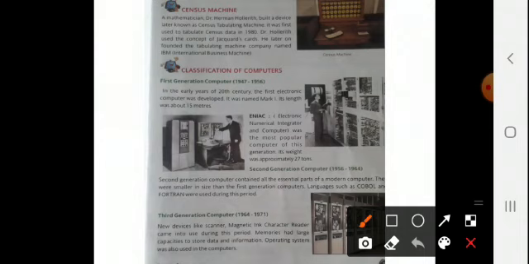So what is the full form of IBM? Underline it, beta. That is International Business Machines. Okay, full form of IBM. Now, the classification of computers.